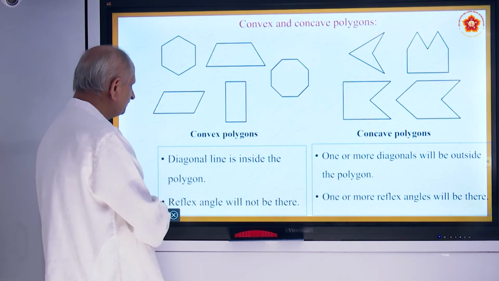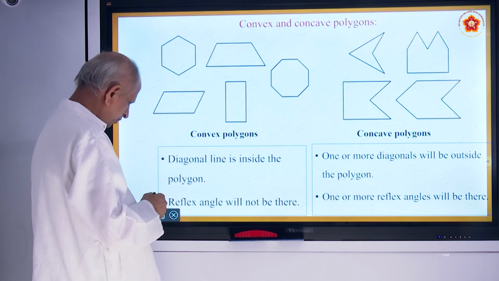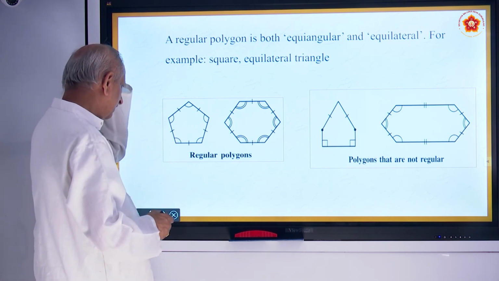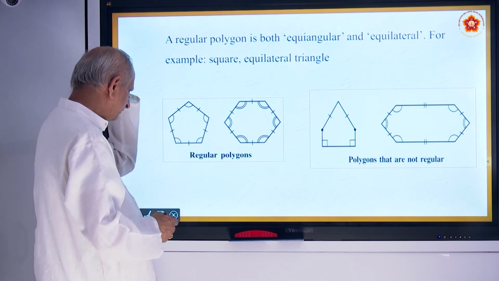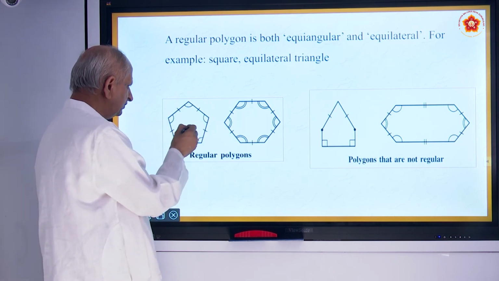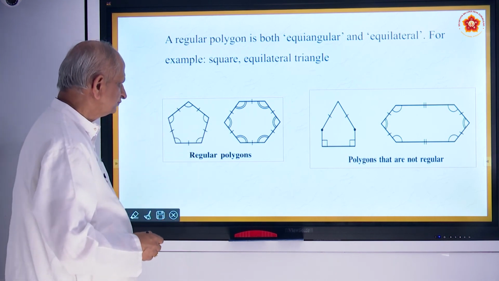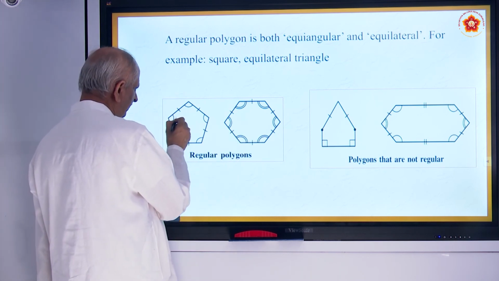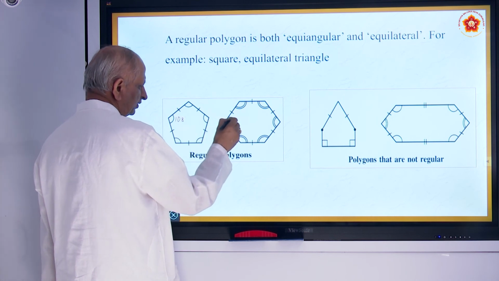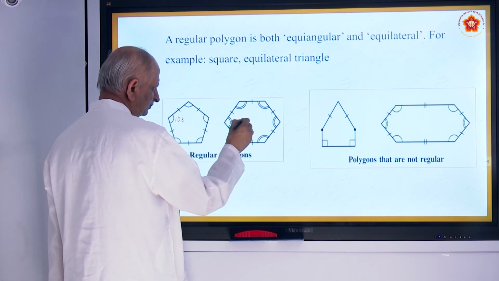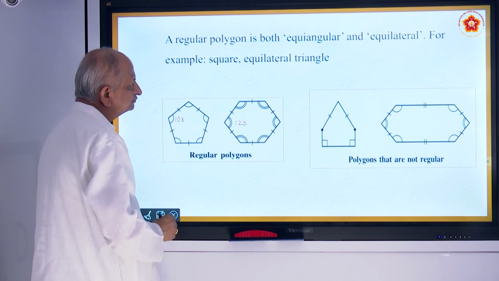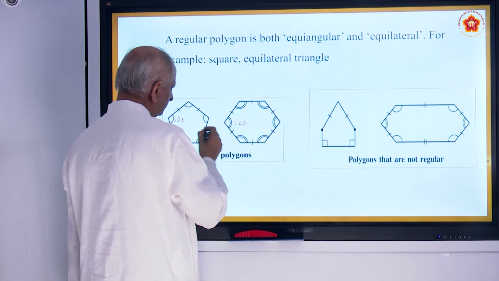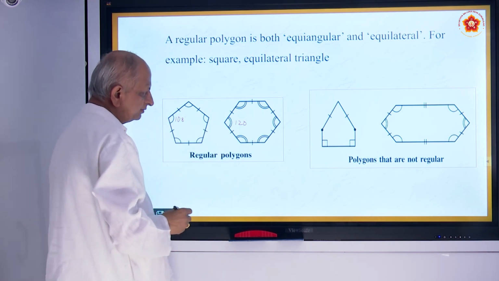For example, more number of sides. Here it is a regular polygon, it is a regular pentagon. Here all the sides are equal, all the angles are equal. And this is a hexagon. Here the measure of the angle will be 108 degrees all. This is about 120 degrees. Regular. And square is a regular one, equilateral triangle, and hexagon, and so on.